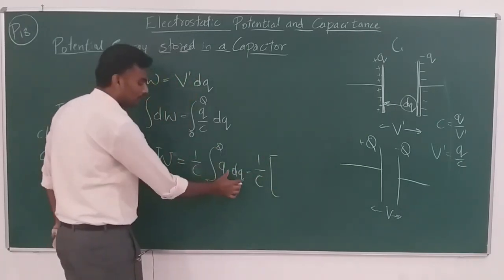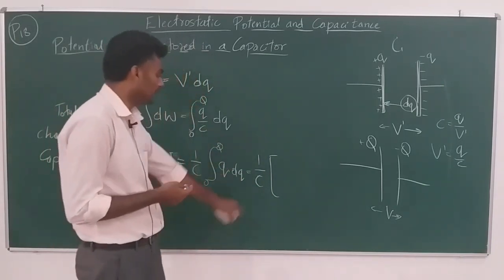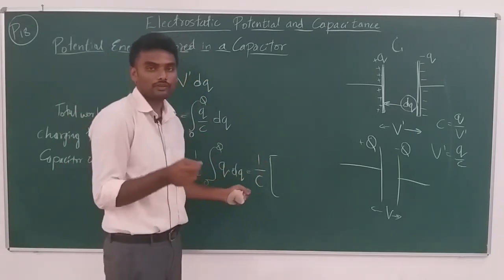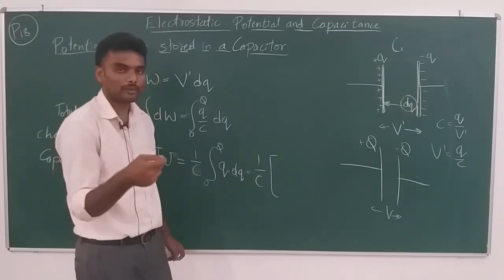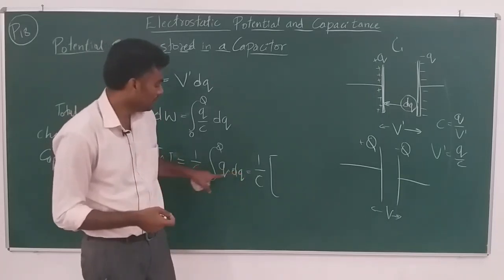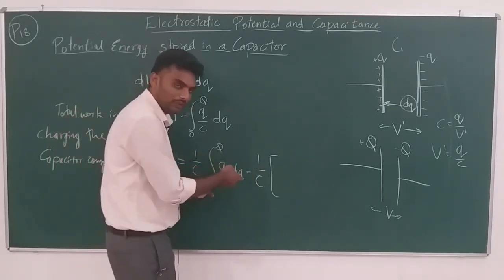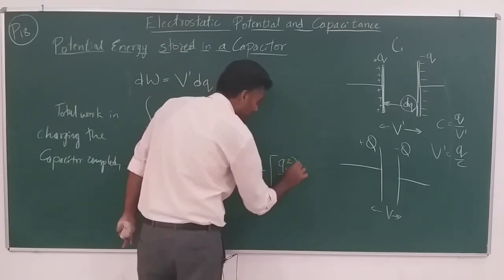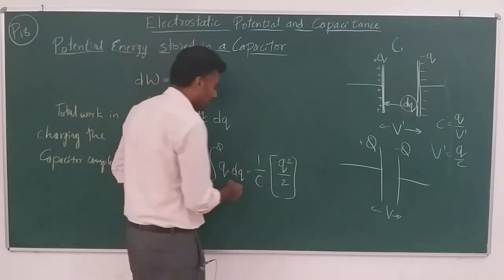So 1 by C remains there, and the integral of q dq is of the form integral of x dx. You can go for the integral formula and you will get to know. If you need a basic integration explanation, you can text me and I'll give you the link for that. For now, it's 1 by C, and the integral of q dq is q squared by 2. The integral of x dx is x squared by 2, similarly it's q squared by 2.